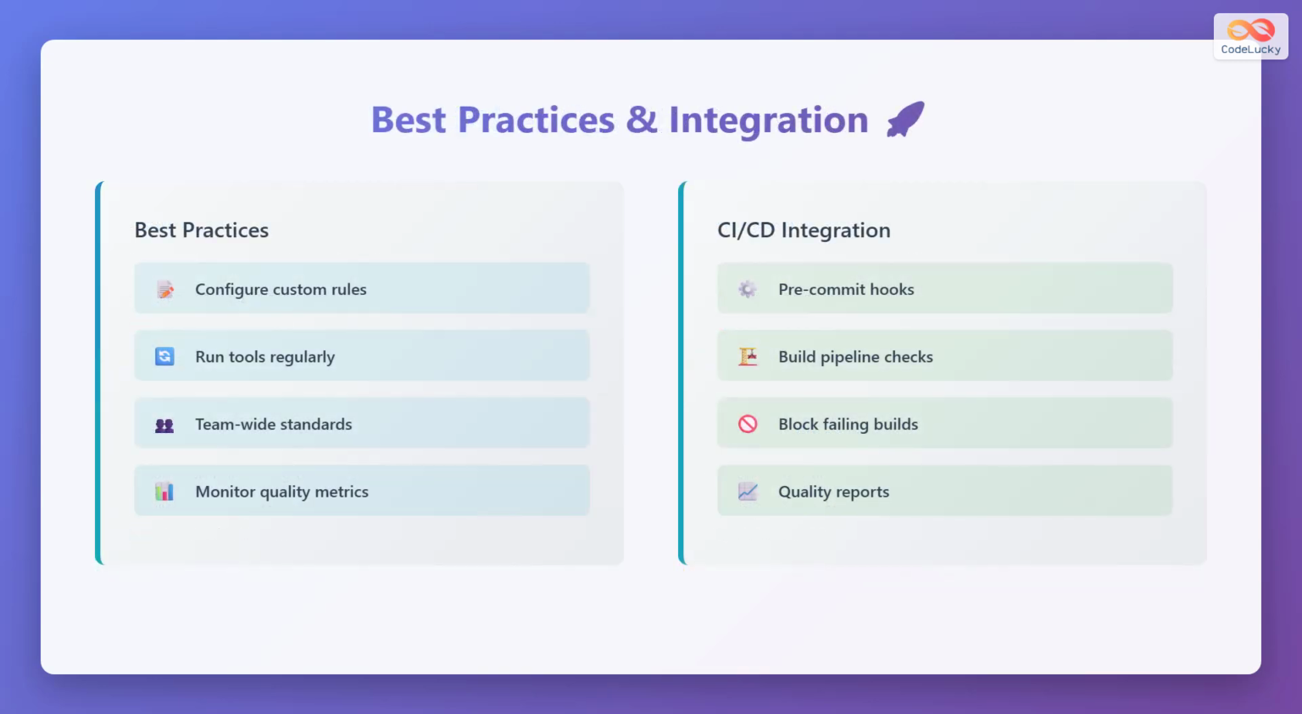To effectively use code quality tools, configure custom rules tailored to your project's needs. Run these tools regularly to catch issues early. Ensure team-wide standards are in place to maintain consistency. Monitor quality metrics to track improvements over time. Integrate these tools into your CI/CD pipeline by using pre-commit hooks, build pipeline checks, and blocking failing builds. You can also generate quality reports to visualize your project's code quality.